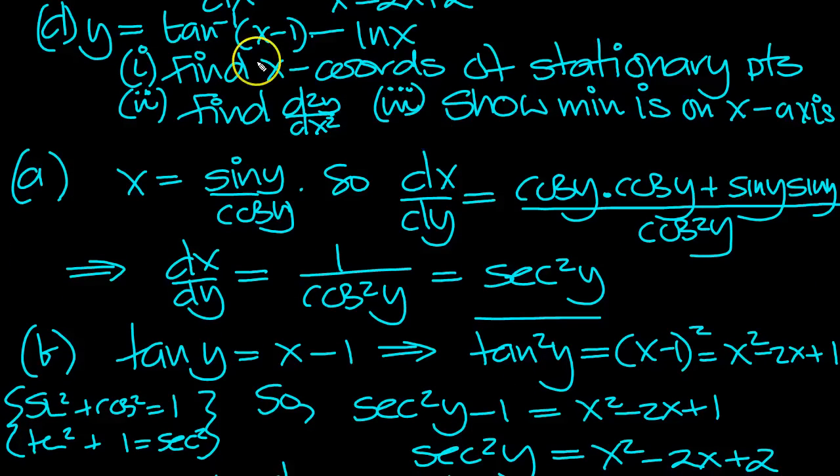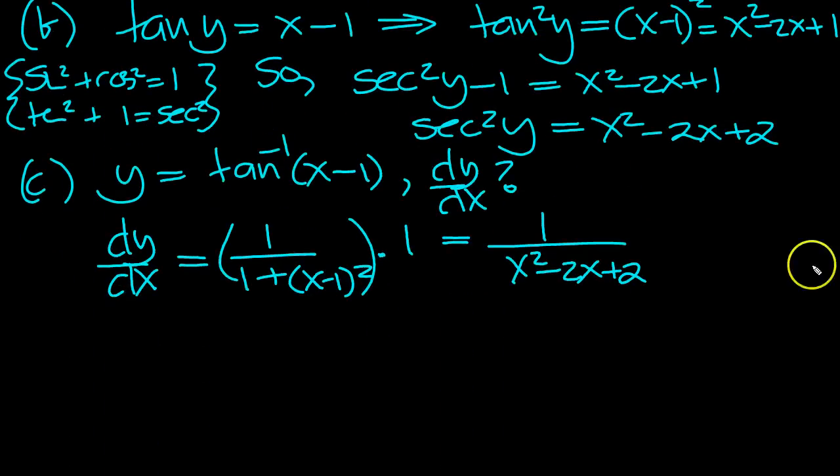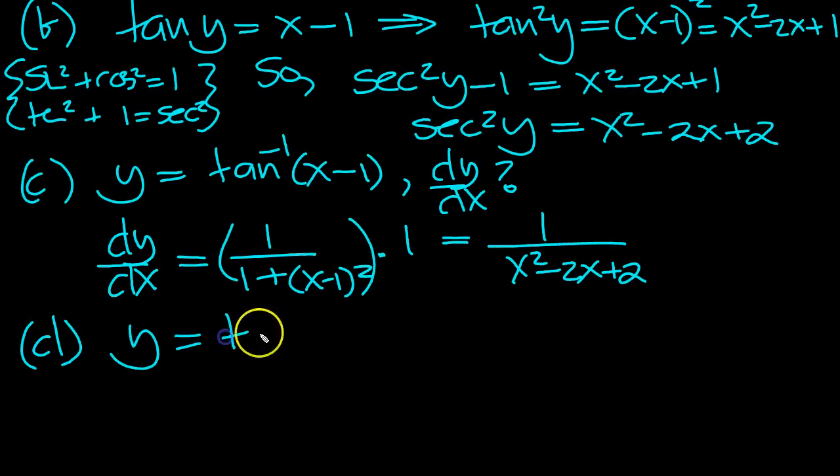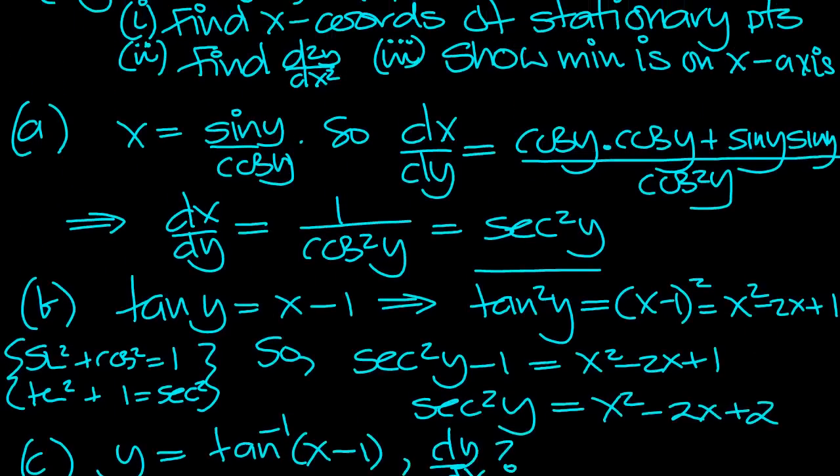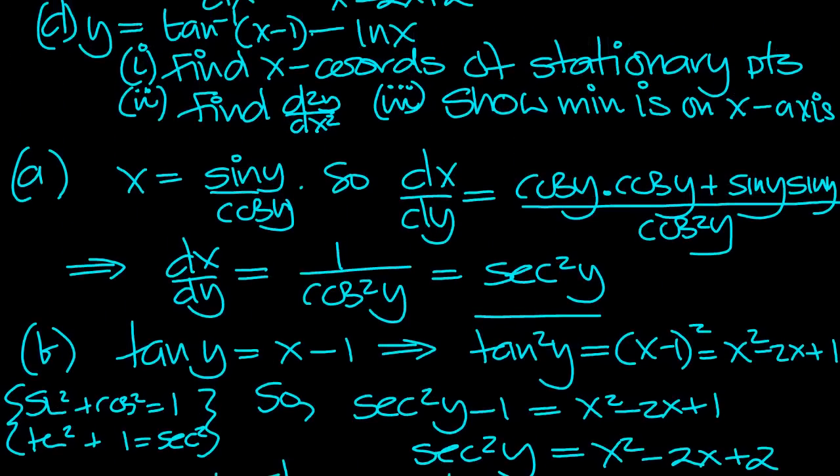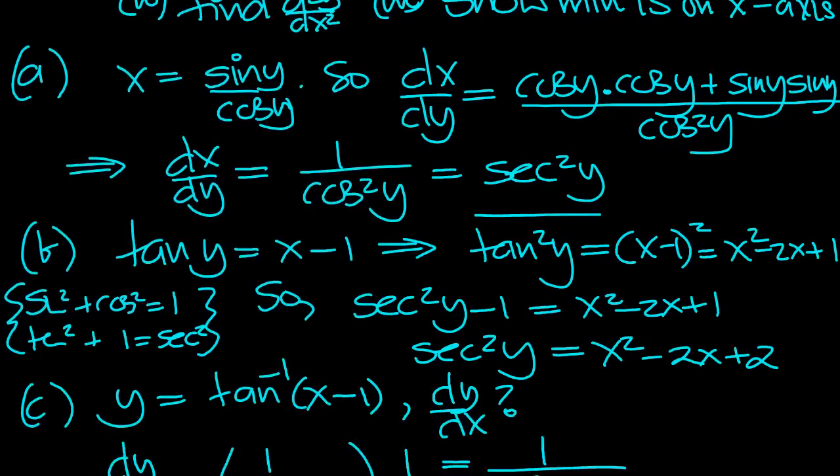Part D, y equals tan to the minus 1 of (x minus 1) minus log x. Find the x-coordinates of the stationary points. So, part D, y equals tan to the minus 1 of (x minus 1) minus ln x. If I remember right, let's have a look at that, just to be sure. Yep, find the x-coordinate of the stationary points.